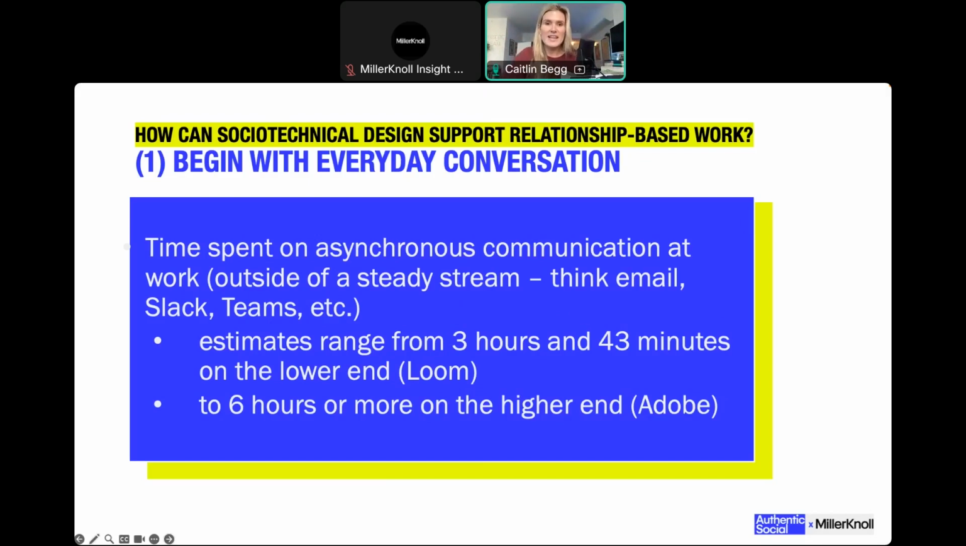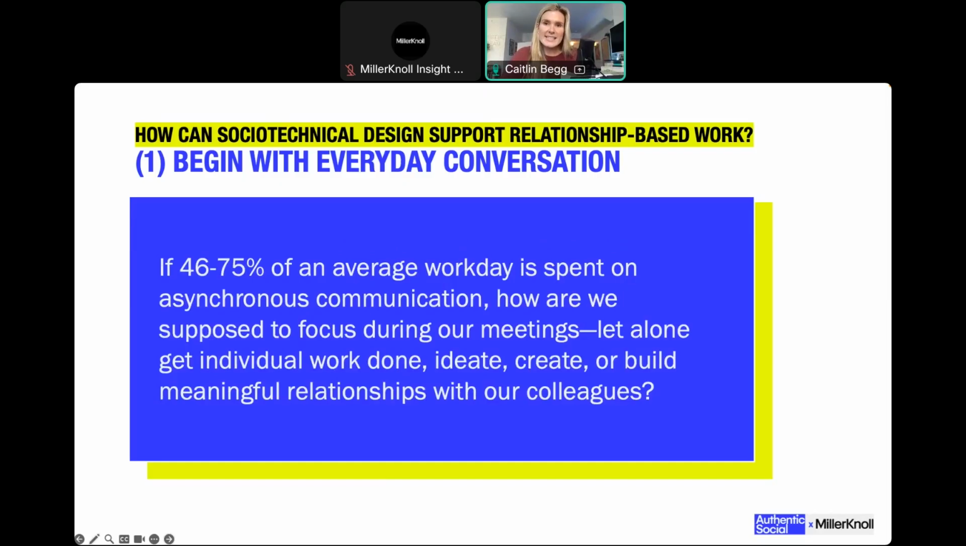So think about this. If 46 to 75% of an average workday is just spent on asynchronous communication, and yes, some of that time is certainly needed, how are we supposed to focus during our meetings and let alone get individual work done, ideate, create, or build meaningful relationships with our colleagues if we're just spending so much of our day going back and forth on pings, pings, pings? It's too much.